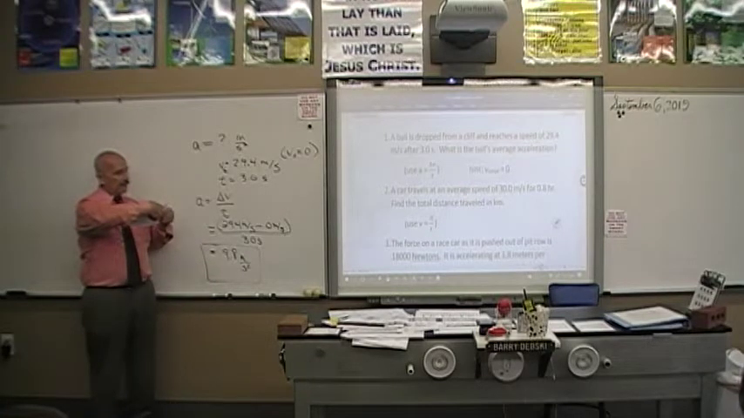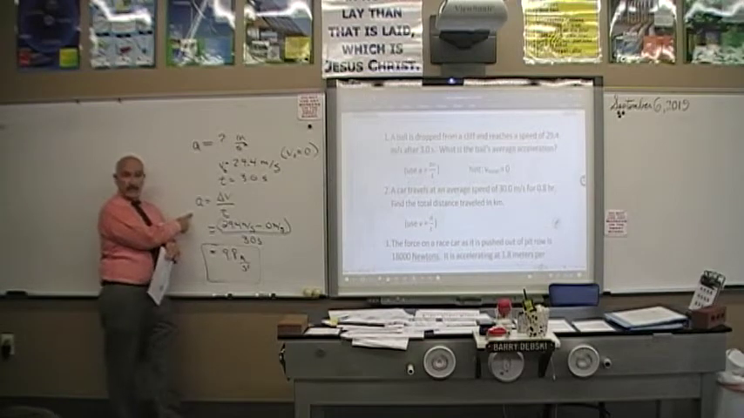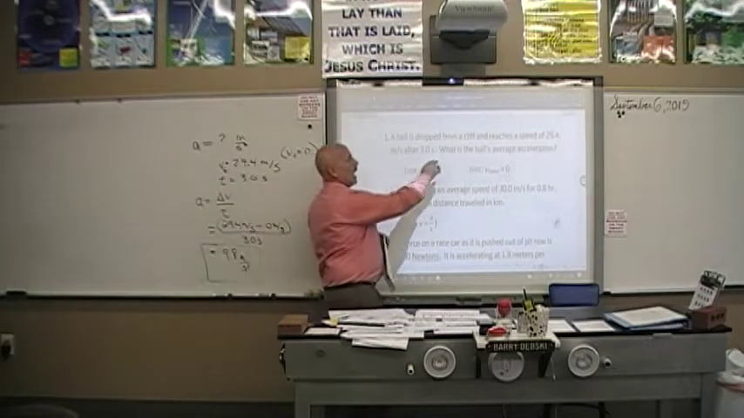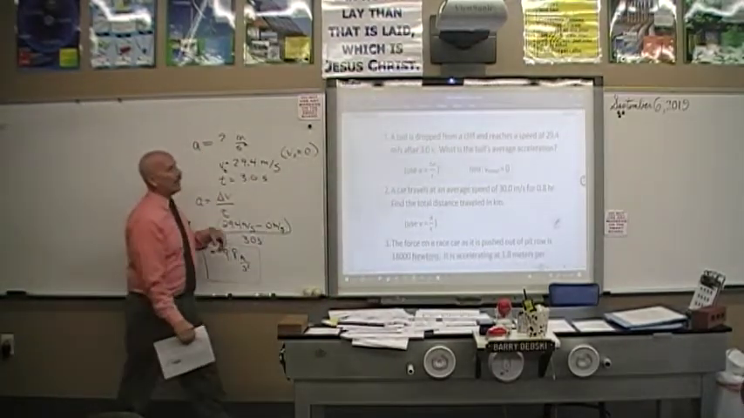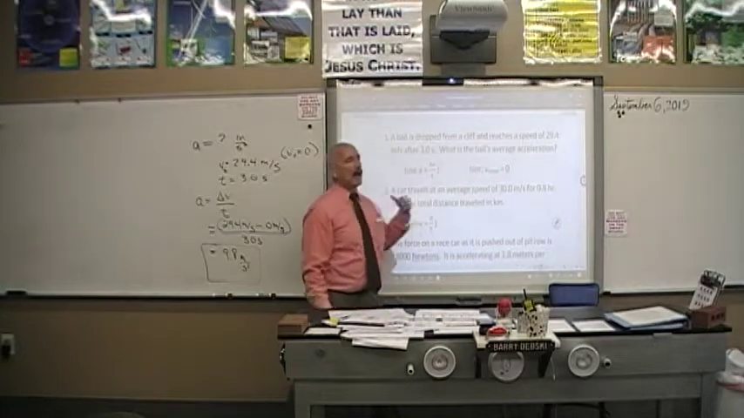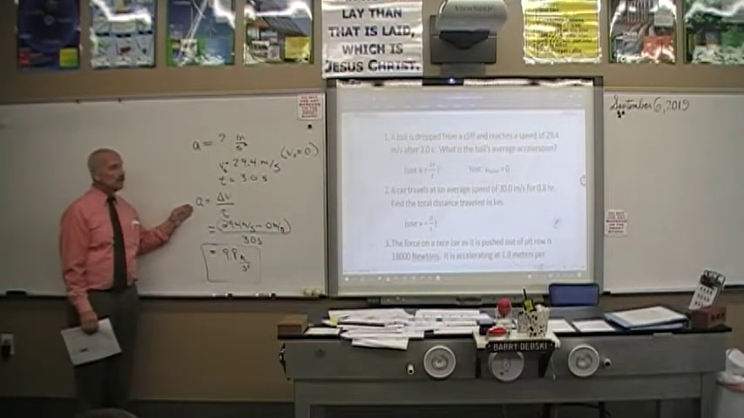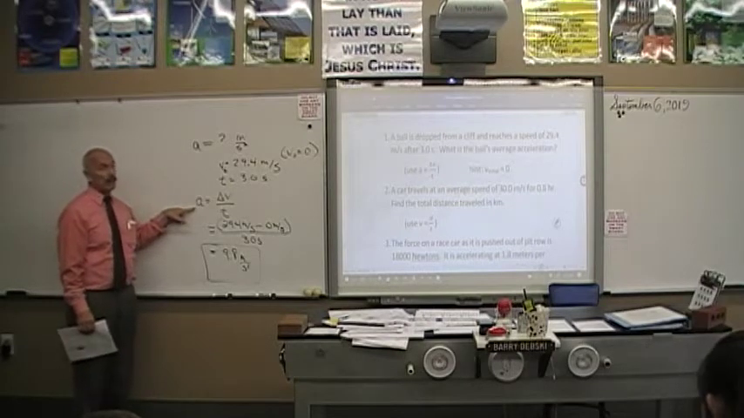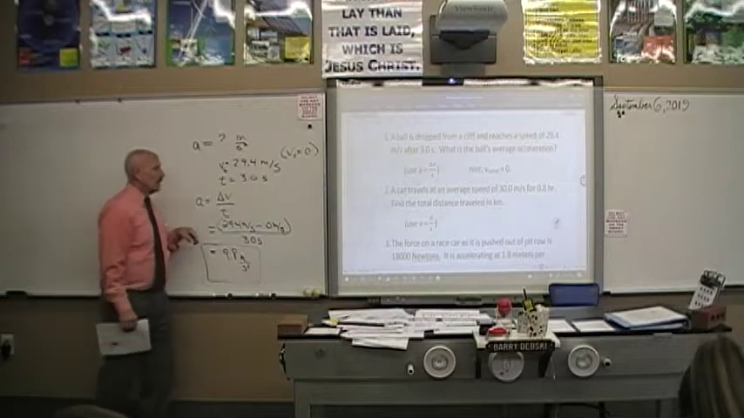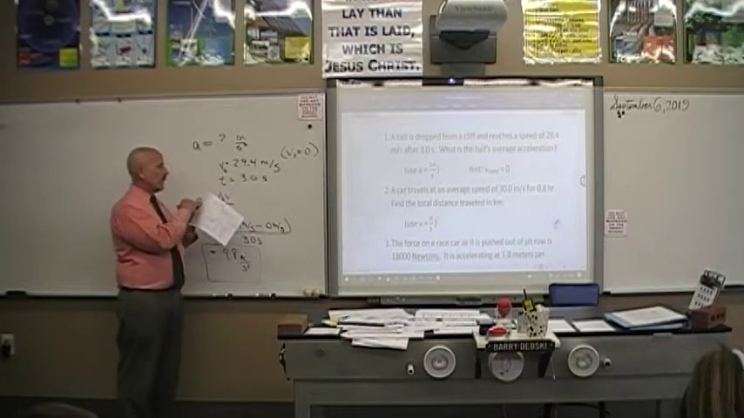The second half of step 2 says, if necessary, solve for the unknown variable. Now in this case, if it said, how much time would it take? Now I've got to solve this for t. If it said, what is the final velocity? Now I've got to solve this for delta v. But in this case, I don't need to, because it's asking for acceleration, and the formula is already solved for acceleration. Step number 3, substitute into the formula and solve.